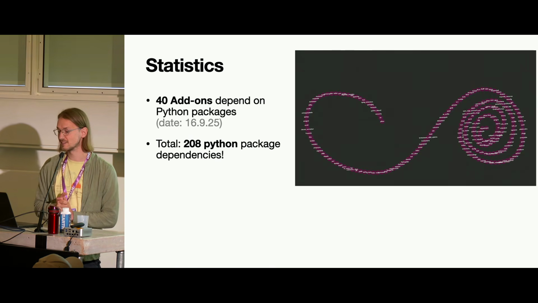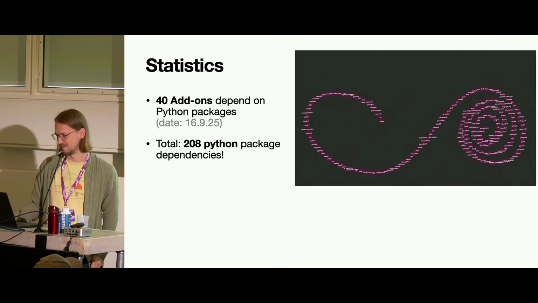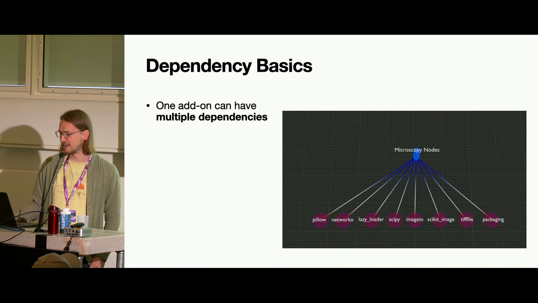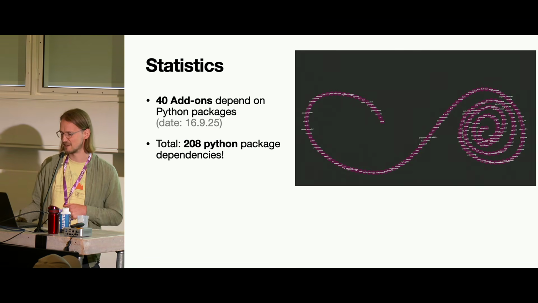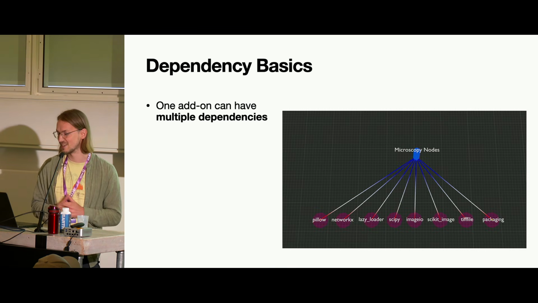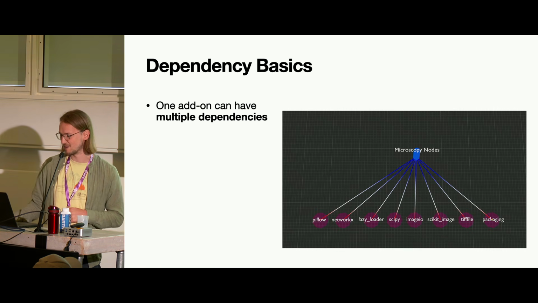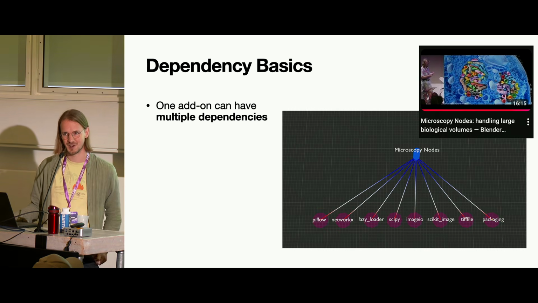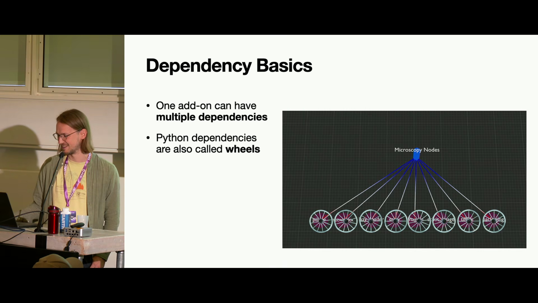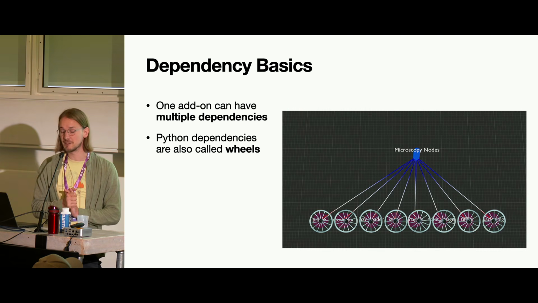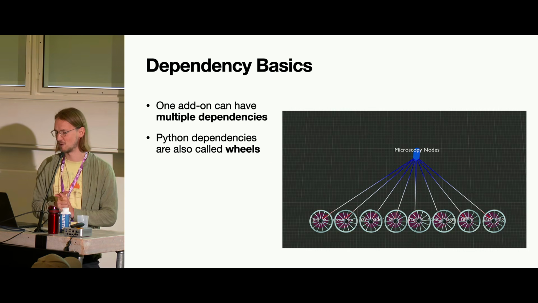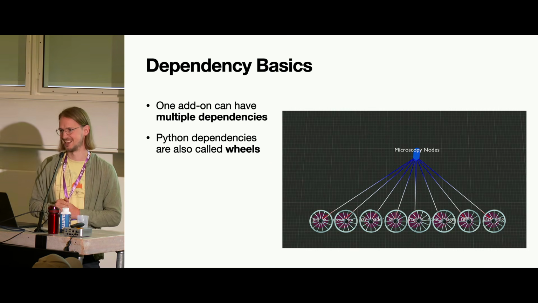So in total, these 40 add-ons use 208 Python packages, which you can see here next to each other. And yeah, so 40 add-ons, but 208 Python packages. That's the case because one add-on can have multiple dependencies. So here we have Microscopy Nodes, which has a few dependencies. If you haven't seen the talk, I can really recommend it, one of the highlights of the last few days. And these Python dependencies are also called wheels, because you don't have to reinvent the wheel if you're using Python libraries. You can use these instead.